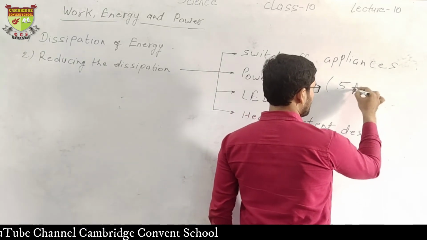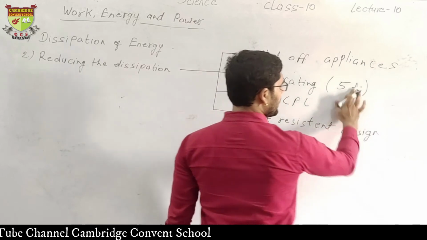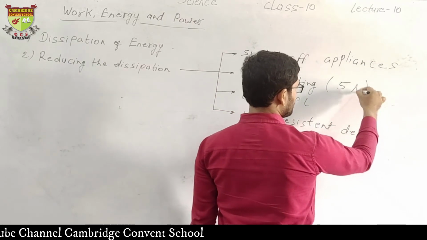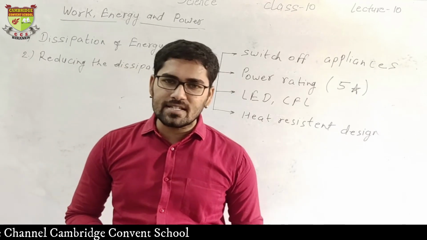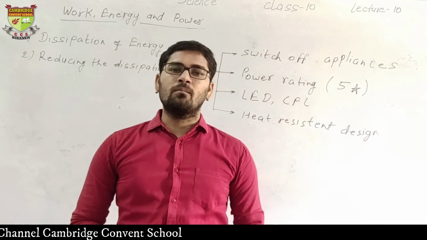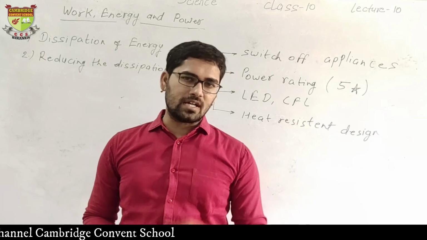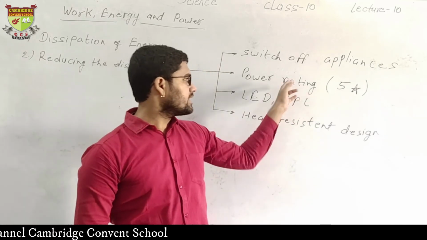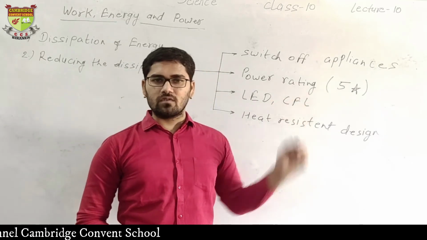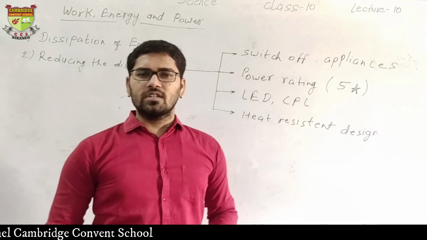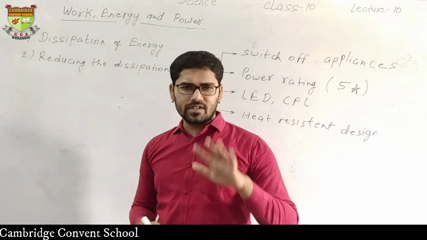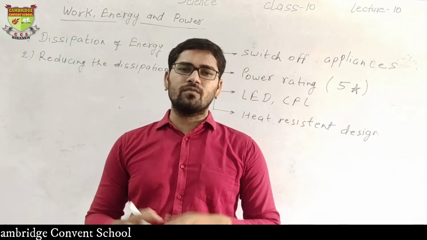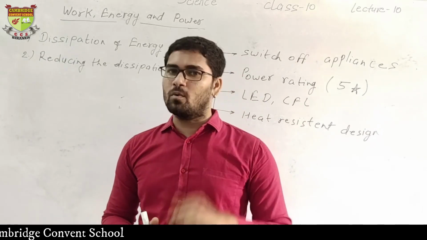5-star rating appliances are best to use because they consume less energy and give us more output. So we must always purchase the 5-star rating appliances. This is known as the power rating of the electronic appliances. This is also a way to reduce the dissipation of energy. Electrical energy will be wasted less and we will get our desired effect more.